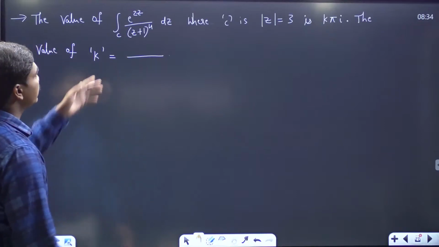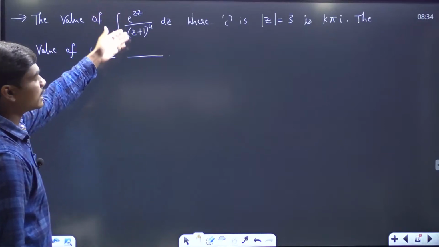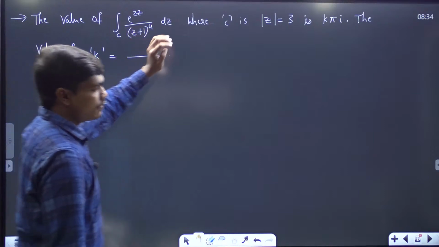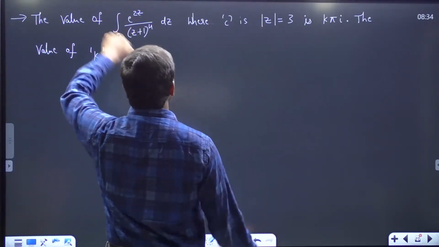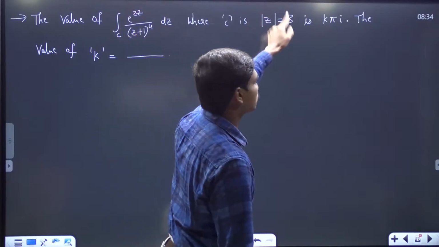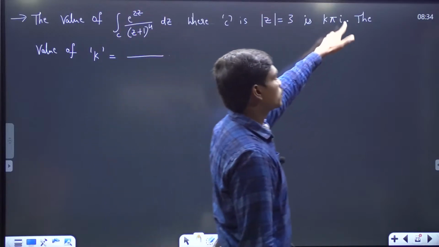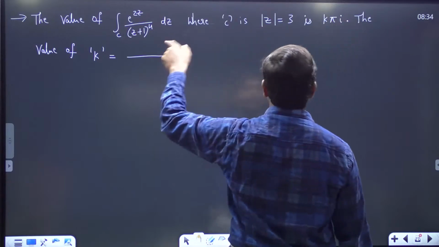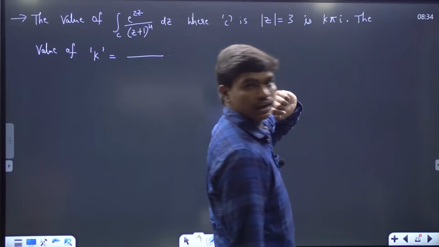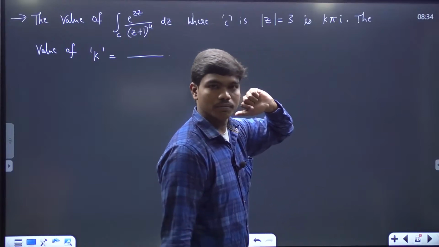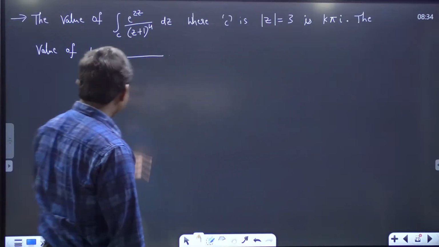See here, the value of the integral over C of e power 2z divided by (z plus 1) whole power 4 dz, where C is the curve mod z equal to 3, is k pi i. Means the value of this integral, when evaluated along the path mod z equal to 3, is k pi i. The value of k is dash. They are asking you what's the value of k. Could you please try this? I'll give you some time. Please try this.